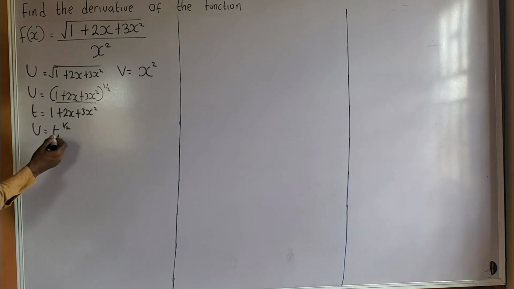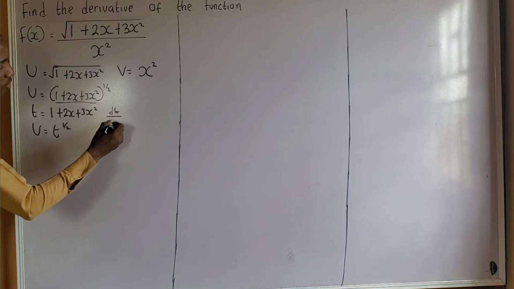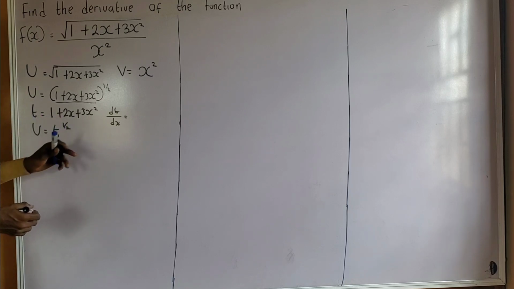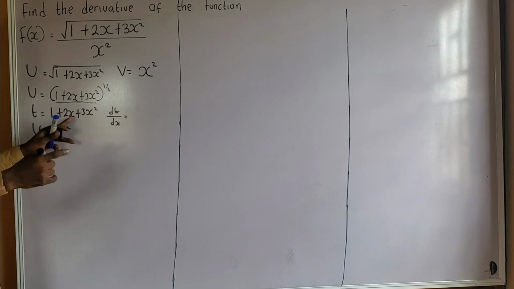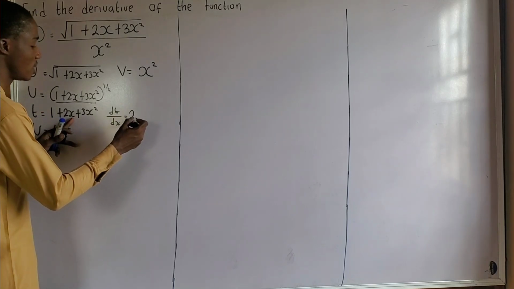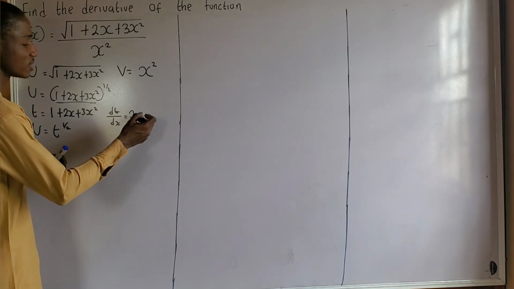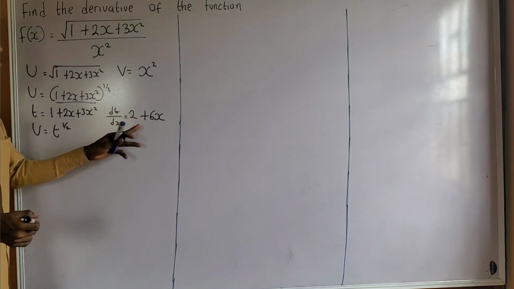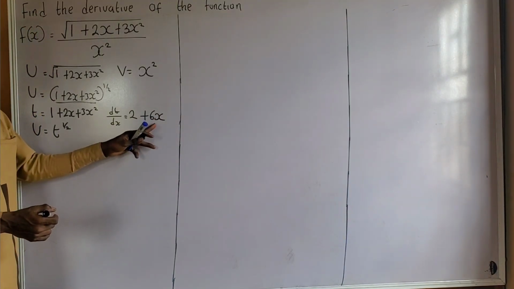Let's first start with t. dt all over dx, we want to differentiate t with respect to x. dt over dx will be equal to, differentiate 1, you're going to have 0. Differentiate 2x, you're going to have 2. Differentiate 3x squared, you're going to have 6x. So I'm going to have plus 6x. Okay, dt over dx is 2 plus 6x.